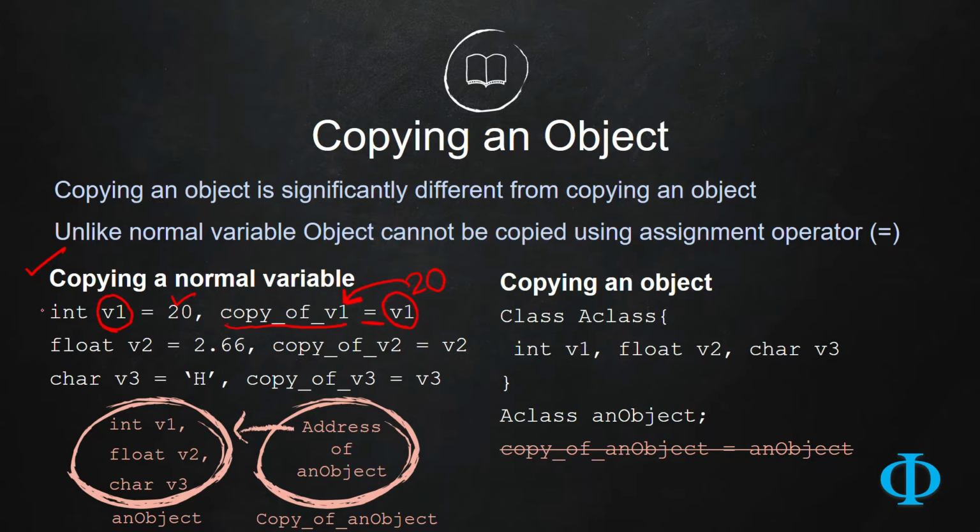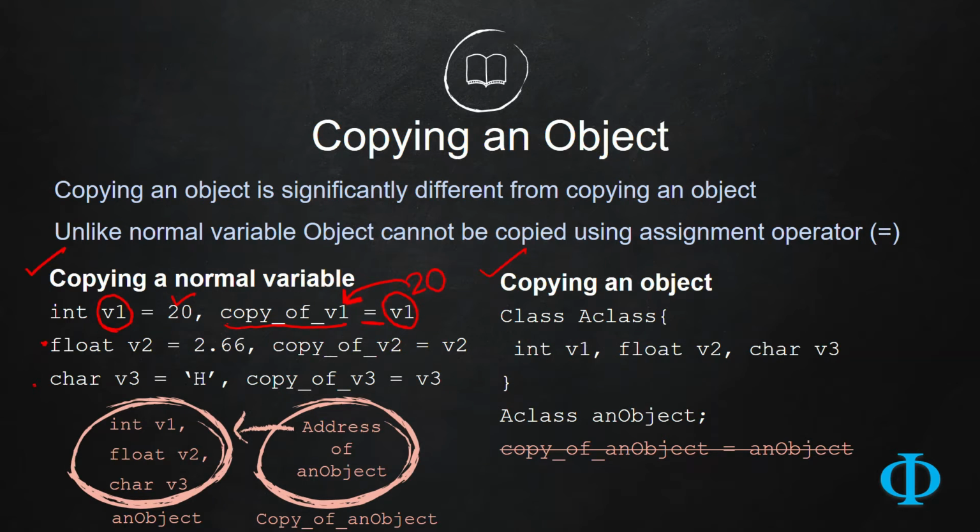And this is not only for integer, you can use the same procedure for floating point number, for character, for boolean, for any type of normal identifier, variable or constant. But whenever it comes to an object, the scenario is pretty different. You cannot just use an equal symbol to make a separate copy of an object. So now let us have a look at this right hand side example, copying an object.